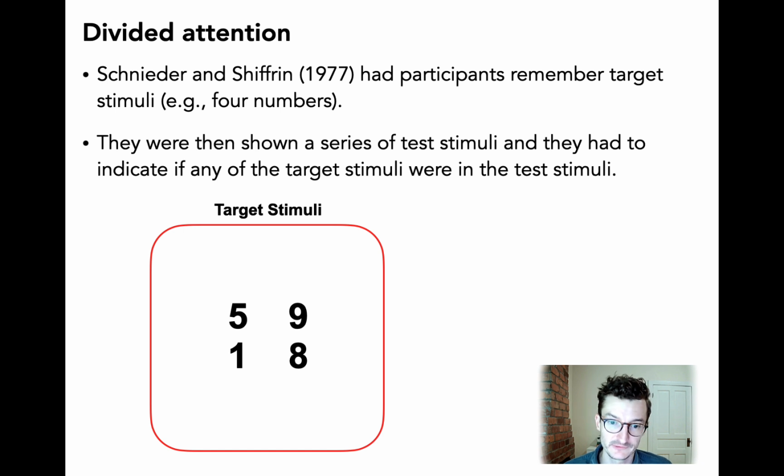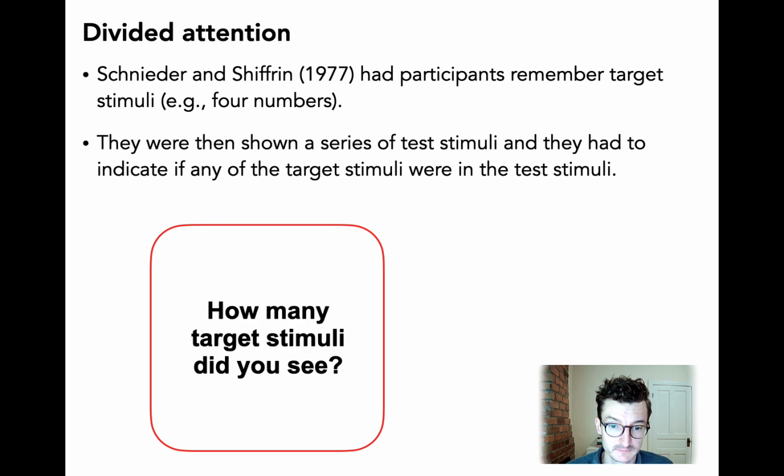So remember these target stimuli, 5, 9, 1, 8. And you're going to see some rapid test stimuli flashed at you in this red square here. So here we go. Okay. How many target stimuli did you see in the test stimuli? And hopefully your answer is 2. So 5 and 8 appeared in the test stimuli.